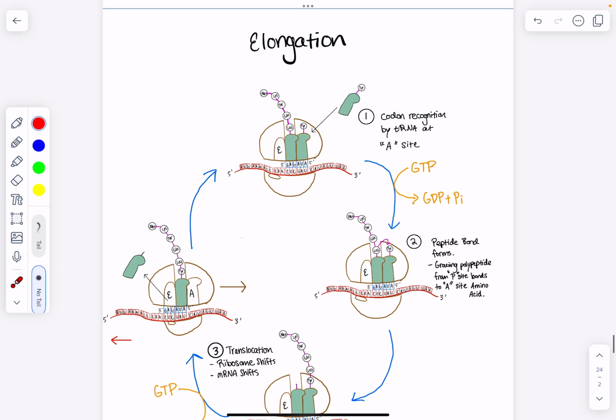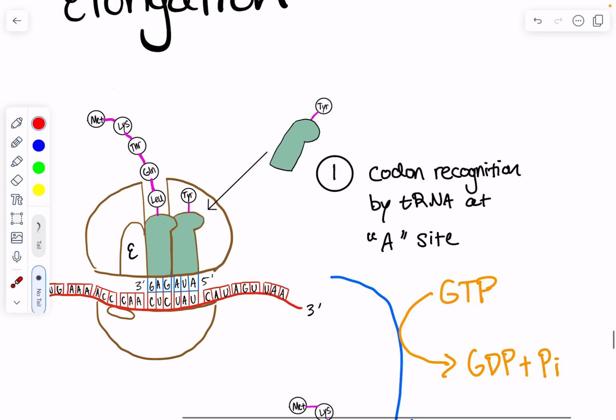Second step, elongation. Okay. So what is being elongated? So the quick answer is it's the amino acid chain or the polypeptide chain, right? So this is the first step of elongation, right? Okay, so we have codon recognition by the tRNA at the A site, right? So remember, this is the A site right here. So the tRNA right here is going to come over.